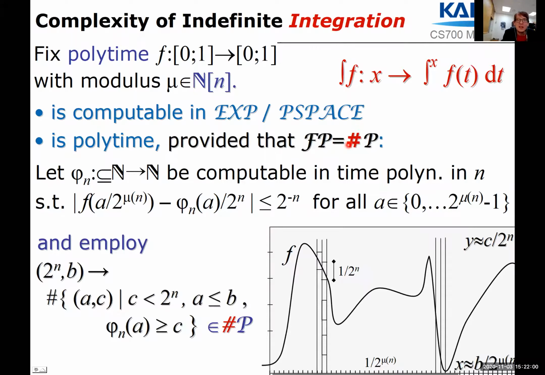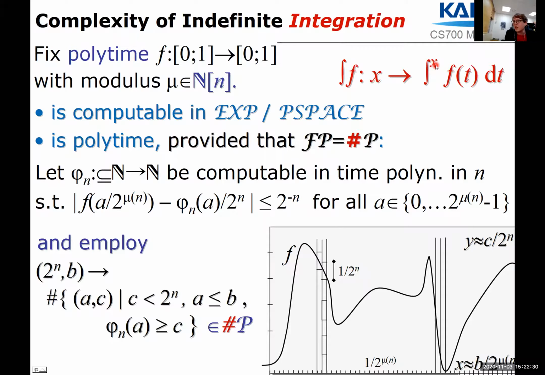Okay, so that concludes our complexity analysis of our second natural numerical problem. The first natural numerical problem is parametric maximization. The second natural numerical problem is indefinite Riemann integration of continuous functions. And now we move on to the third numerical problem, that's definite Riemann integration, namely where the upper bound of the integral is fixed and not part of the input.